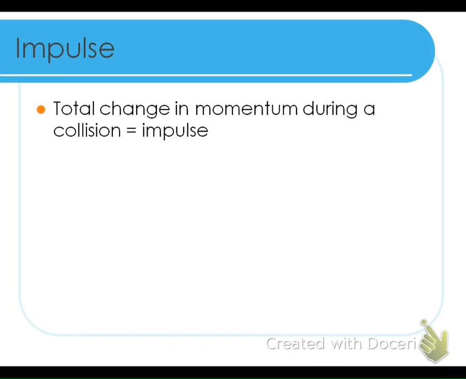All right, so impulse means the total change in momentum during this collision or during some movement, okay? It could be a change in momentum due to a change in direction or due to something coming to a stop. It doesn't necessarily have to be a collision. That's just typically what we think of it as, okay? So anytime there's a change in momentum, it's called impulse, and that's the equation that we use for that, okay?